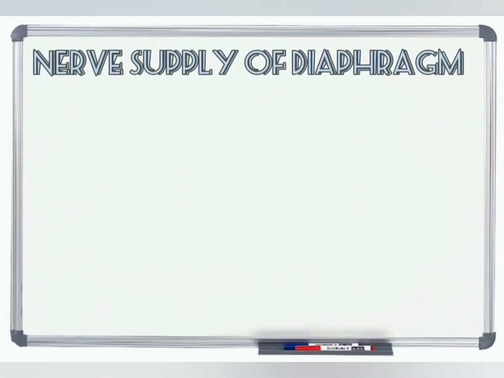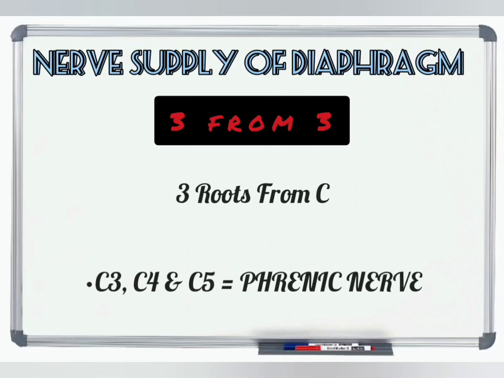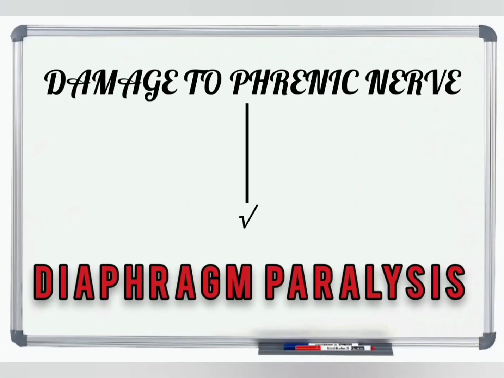Nerve supply of diaphragm: 3 from C. 3 roots from C, that is C3, C4, and C5. C5 is the main one, which supplies the phrenic nerve. Any damage to this phrenic nerve causes diaphragm paralysis.